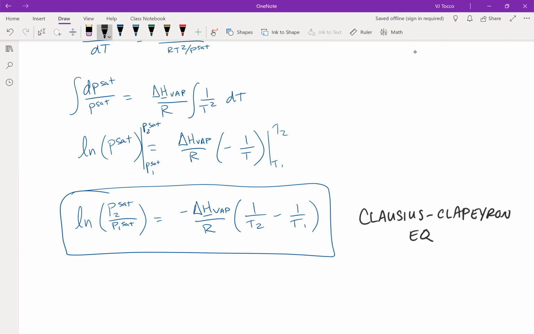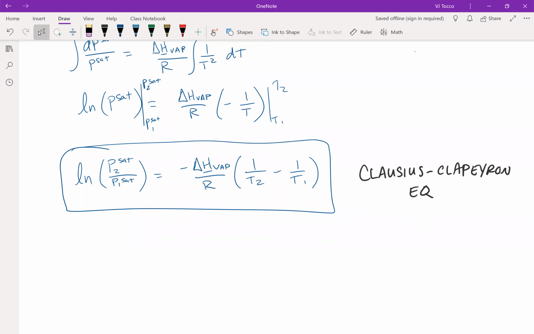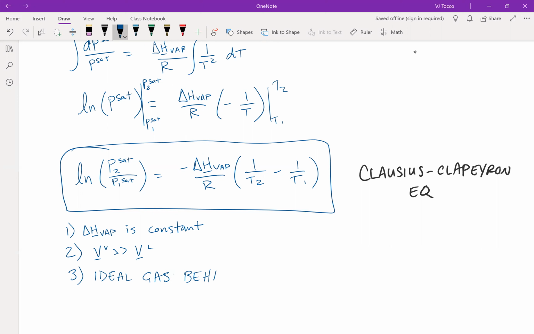And recall the assumptions that went into it. Importantly, in order to assume Clausius-Clapeyron, you must assume that delta H vaporization is constant. You must also assume that the molar volume of the vapor is much, much greater than the molar volume of the liquid. And the third thing you must assume is ideal gas behavior. If you can assume these three things, you can use the Clausius-Clapeyron equation.